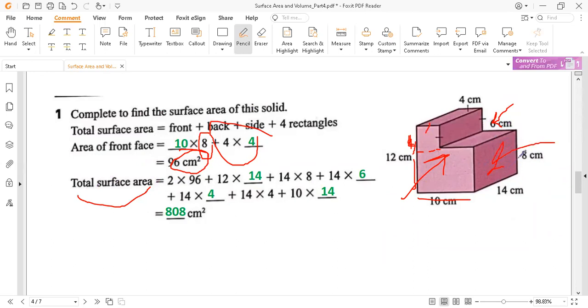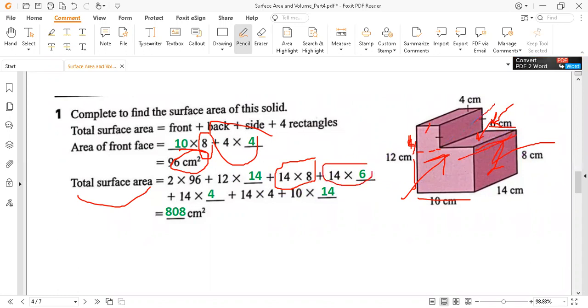It is an individual surface, because we don't have another one identical to it. It is a rectangle, 14 by 8. Also, I think this one is individual, so it is 8 centimeters by 6. Normally it is 14 by 6.